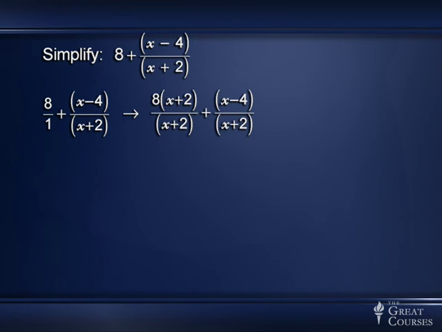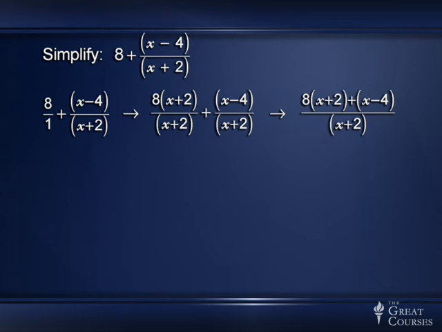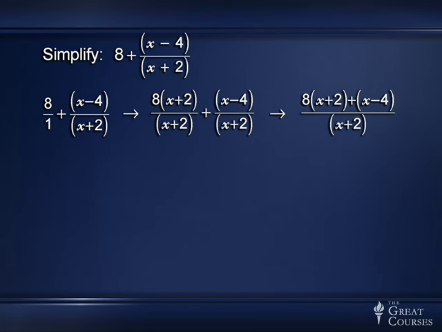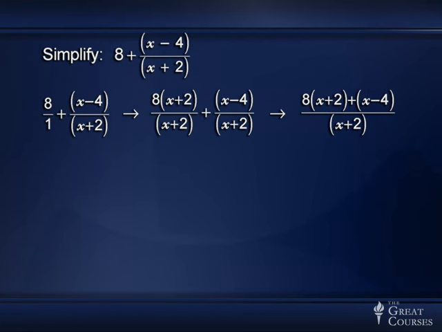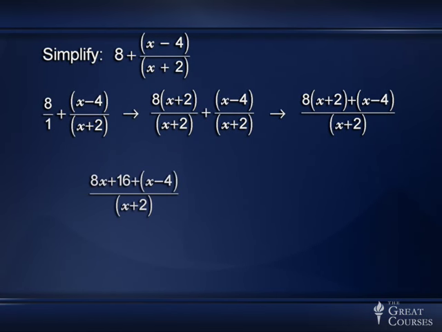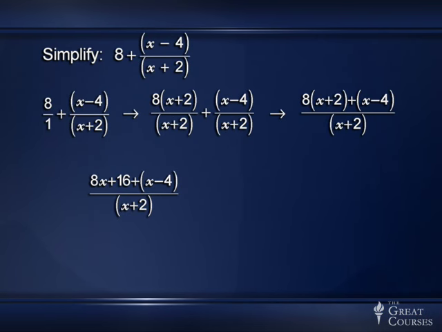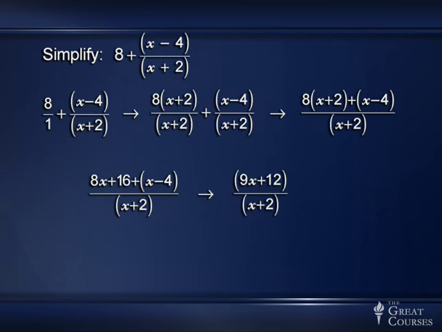And now I can just add the two numerators, and I'll have 8 times the quantity x plus 2 plus the x minus 4, all divided by one denominator of x plus 2. Now I distribute that 8, and I have 8x plus 16 plus the x minus 4, all divided by x plus 2. And now when I combine that numerator, I'll have 9x plus 12 divided by the x plus 2. Now, you can actually stop there.